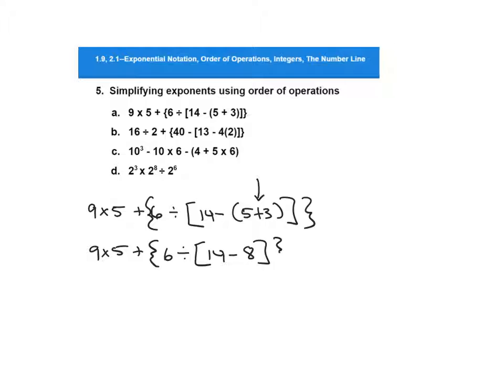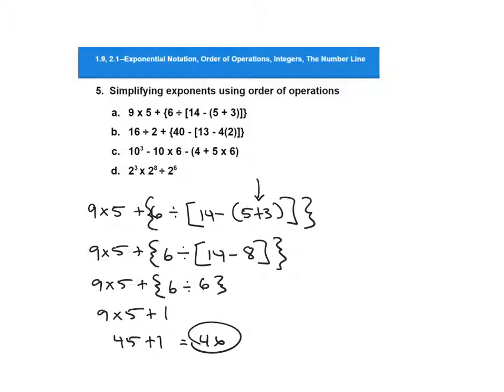So notice that I'm just simplifying as I go, but I'm also going to continue to write 14 minus 8 is 6. And then I continue, 6 divided by 6 is 1. And then I'm left to right, so that would be 45 plus 1, 46. The next one would be 16.